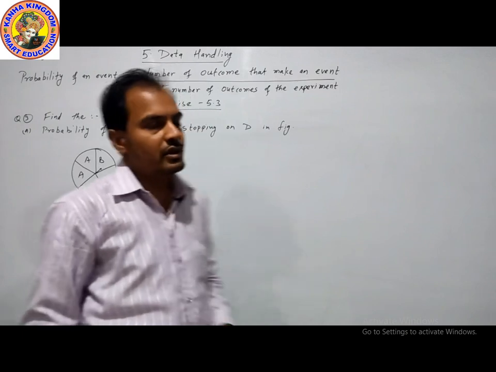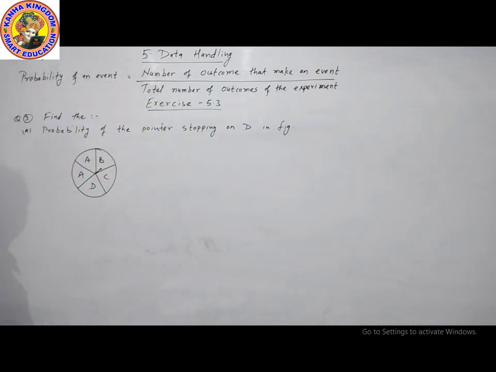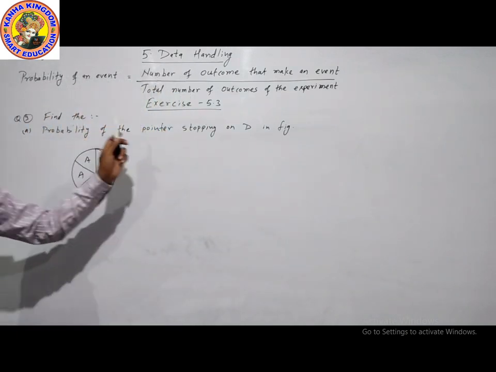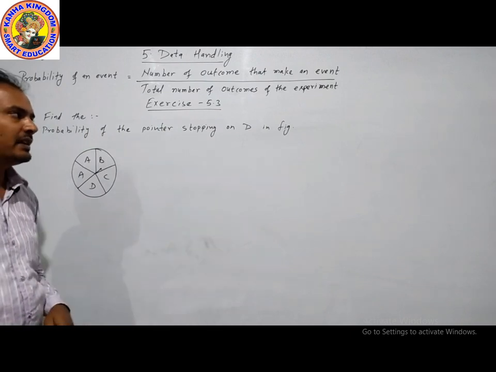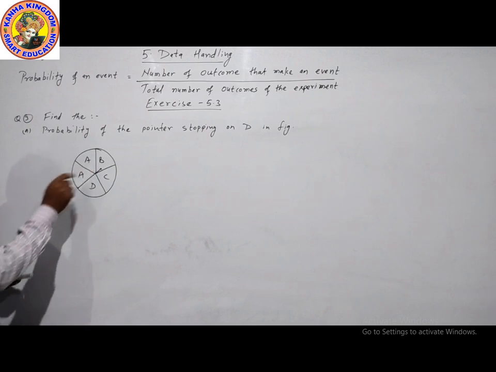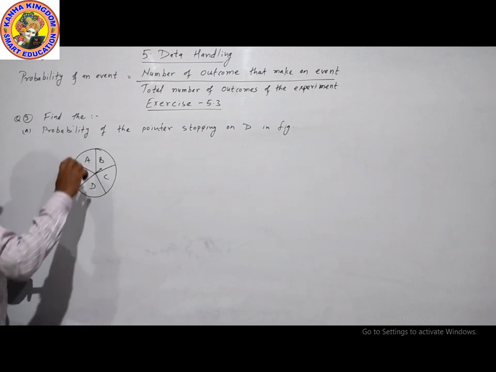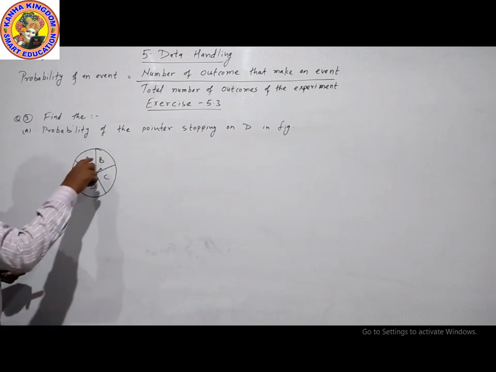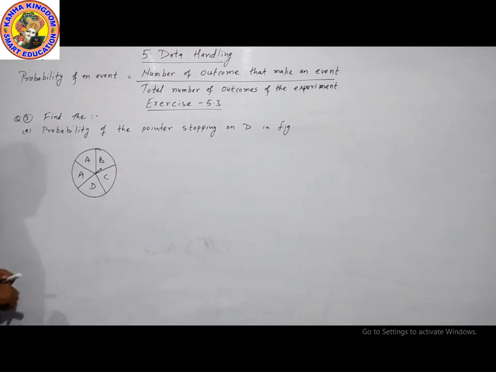Now our next question is question number 3. Find the probability of the pointer stopping on D in this figure. This is a pointer arrow. When we rotate the wheel, the pointer will stop on D. Find the probability.